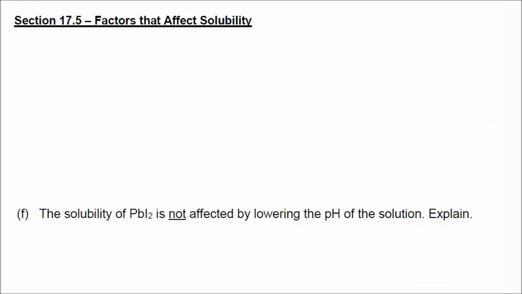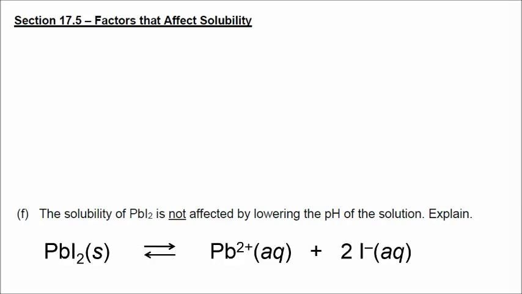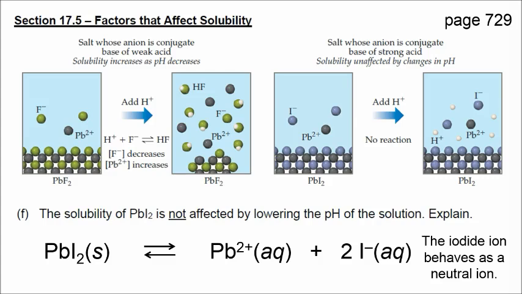What about lead iodide? That depends on whether iodide behaves as a base or not. Fluoride is a base because it came from a weak acid. Iodide came from a strong acid, so iodide is not a base. Iodide is neutral. And as you can see on page 729, when they try to add additional H plus ions to a saturated solution of lead iodide, you don't get any additional effect of pH because the iodide is not able to react. So fluoride's a weak base, iodide is neutral. The solubility is going to increase if you have a weak base for your anion.